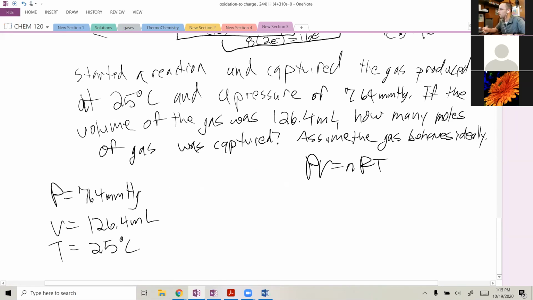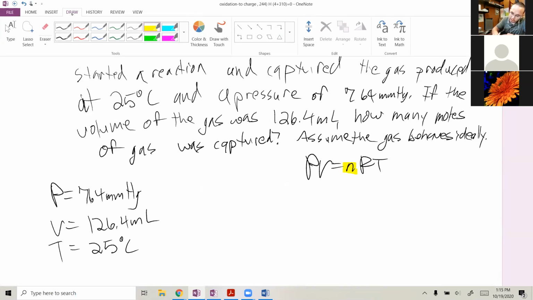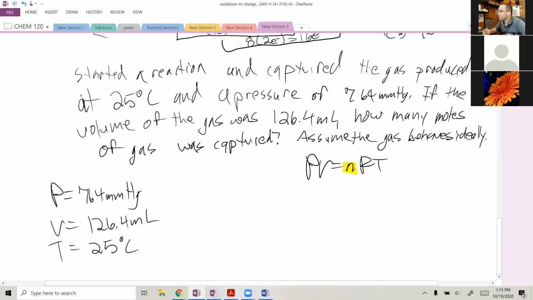Now, what are we solving for in this equation, in this question? What is it asking us to look for? Moles. So we're looking for n. So we want to rewrite that equation to solve for n. And so what does that new equation look like?